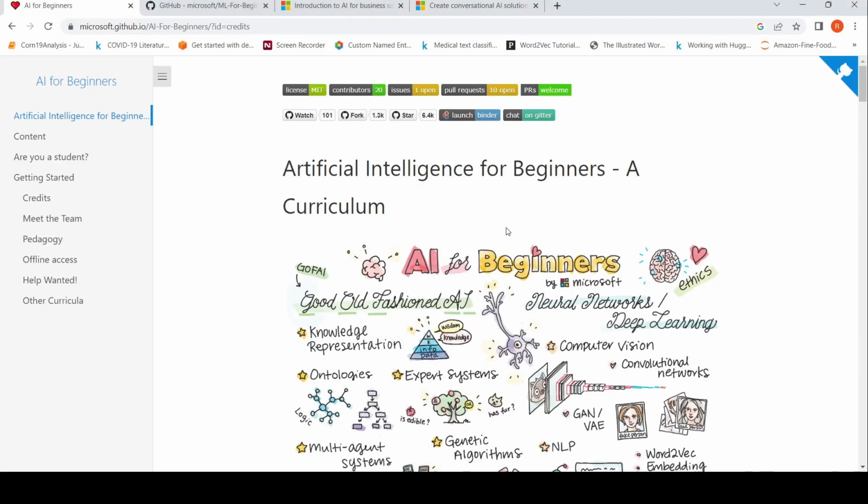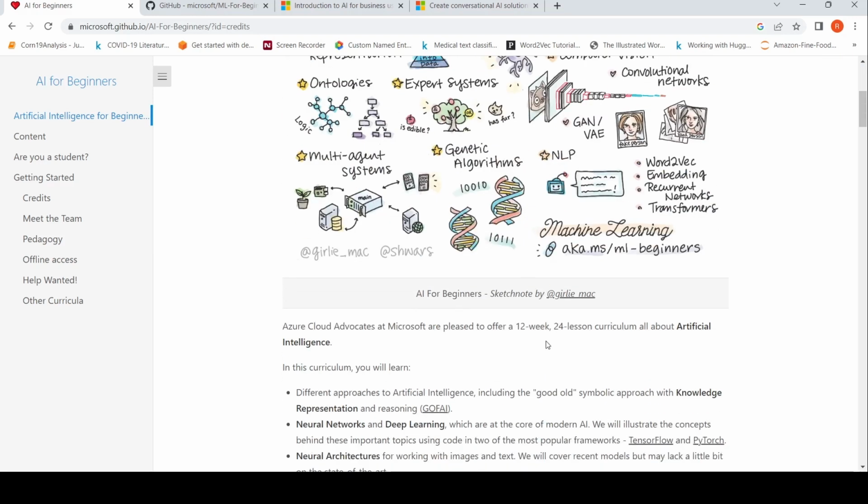You want to learn more about artificial intelligence. You are either a beginner, an intermediate-level person, or an expert. You could still revise the concepts. So Microsoft has launched this AI for Beginners curriculum. It is a 12-week, 24-lesson curriculum all about artificial intelligence, launched by Azure Cloud Advocates at Microsoft.